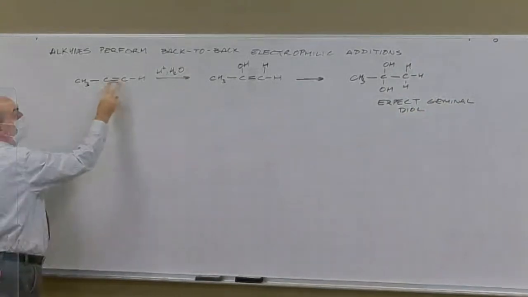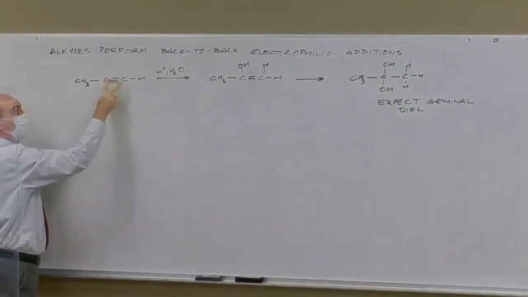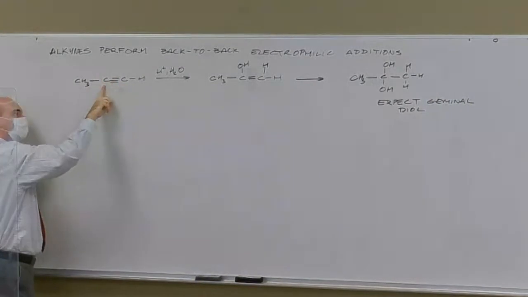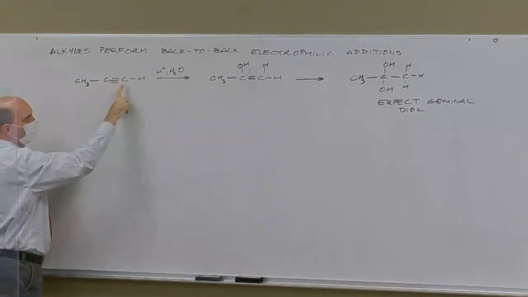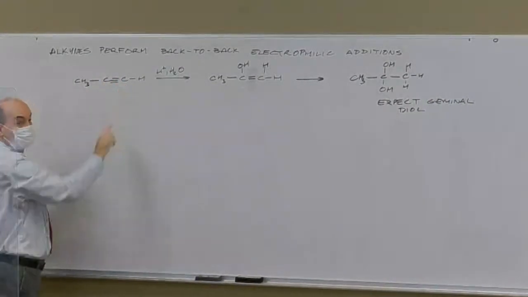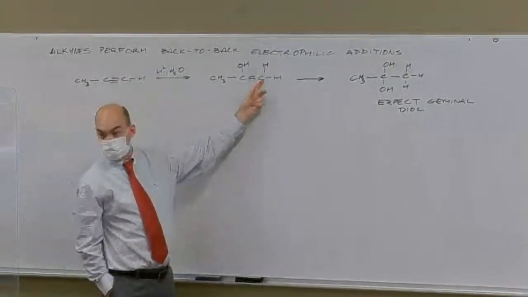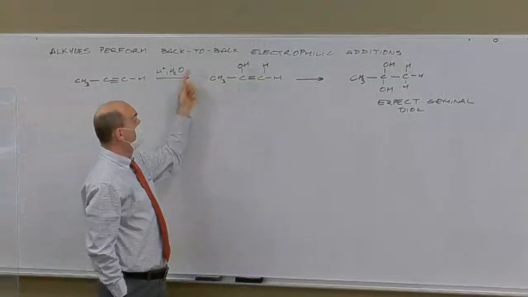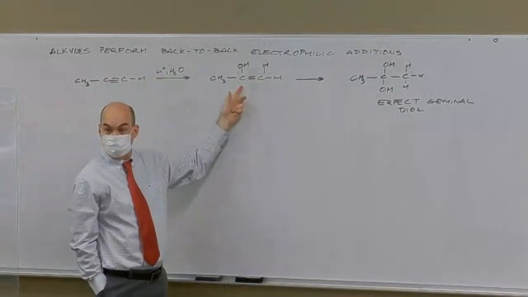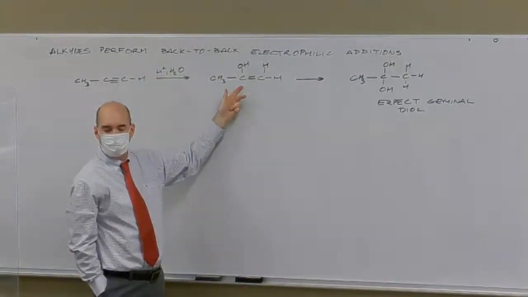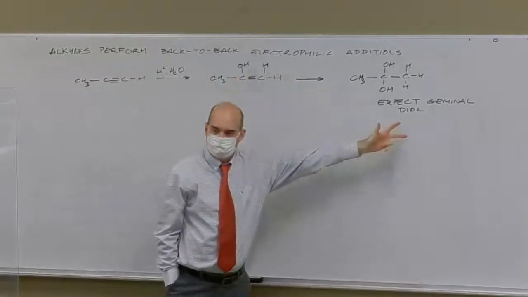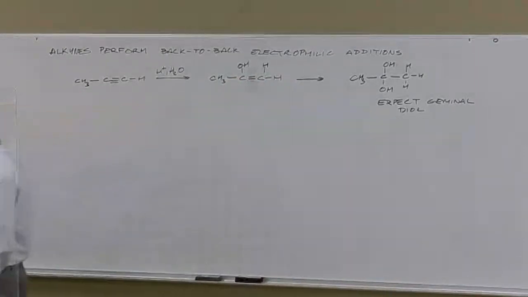Electrophilic addition across this pi bond right here. This is the most substituted carbon. That's the most saturated carbon. The electrophile, H+, goes to the saturated carbon. The nucleophile, OH-, goes to the substituted carbon. Repeats. That's what we're expecting.